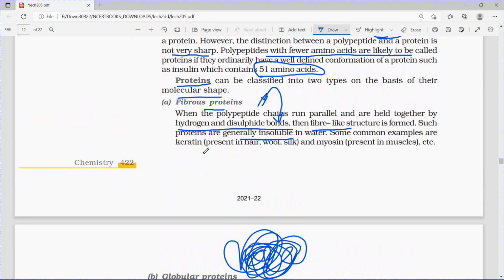An example of a fibrous protein is keratin. Keratin is present in shampoo advertisements, so that we can understand that it's present in hair, right? Keratin is a fibrous protein. Wool, silk, and myosin are also examples of fibrous proteins. Myosin is present in the muscle. So these are examples of fibrous proteins.